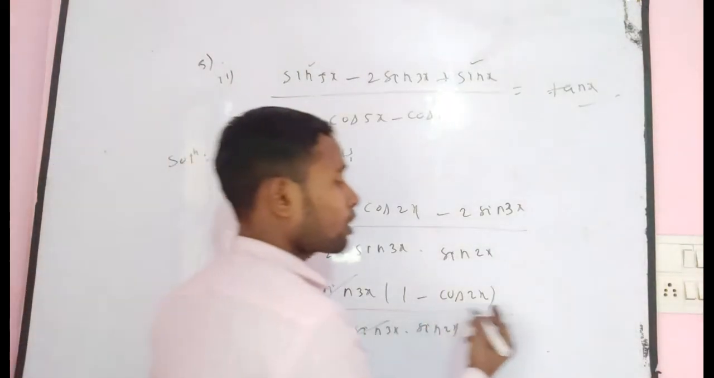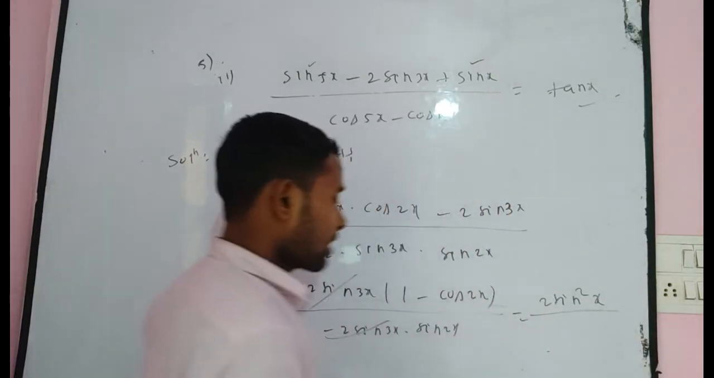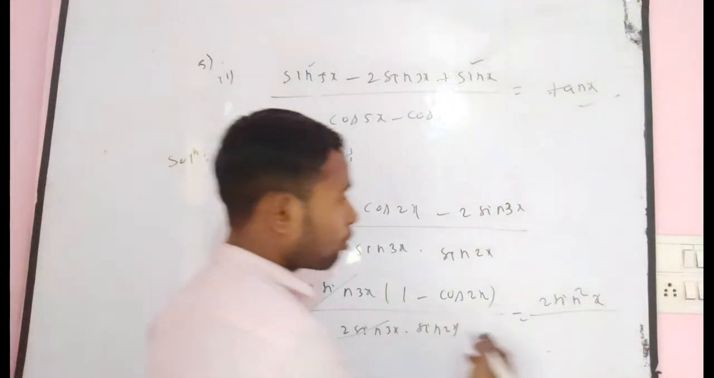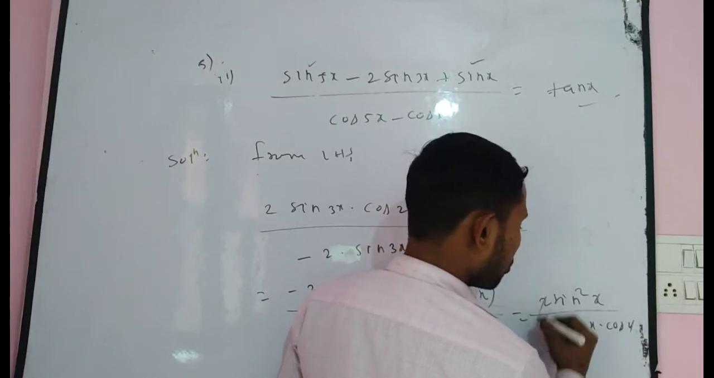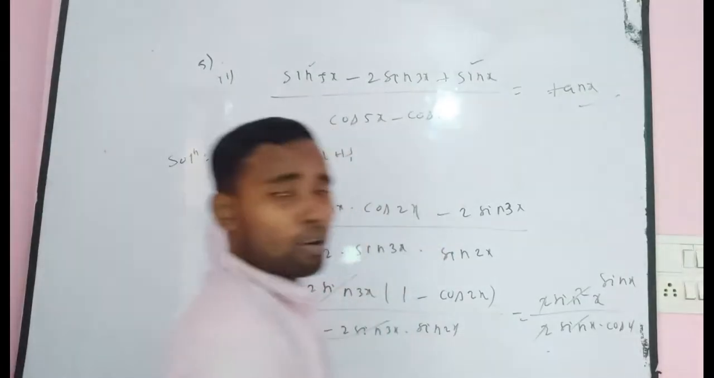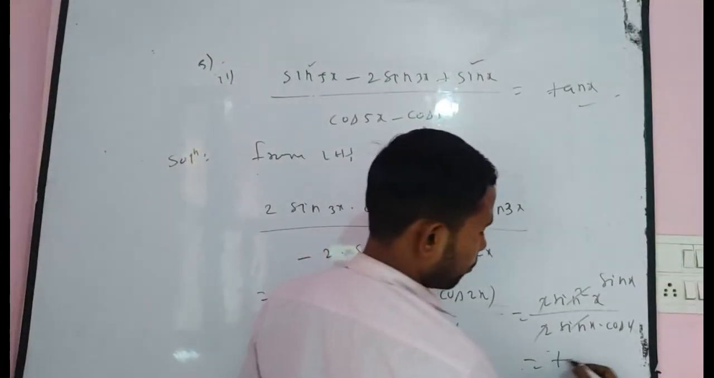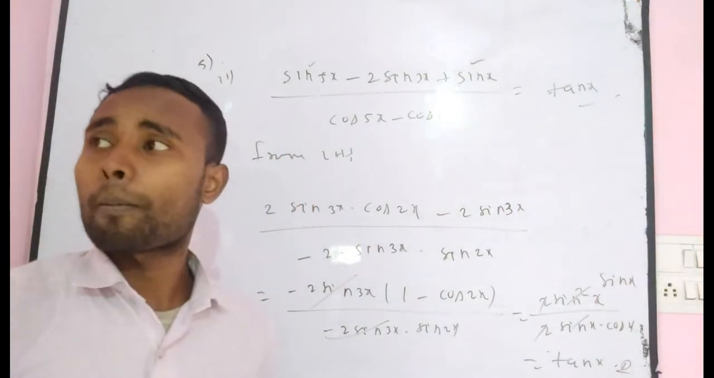Here you get 1 minus cos 2x. What is the formula of 1 minus cos 2x? It is 2 sin squared x, and sin 2x is equal to 2 sin x cos x. The 2 cancels, and sin x cancels, and you get sin x by cos x, that means tan x, which is your required RHS. I think you understand this problem.